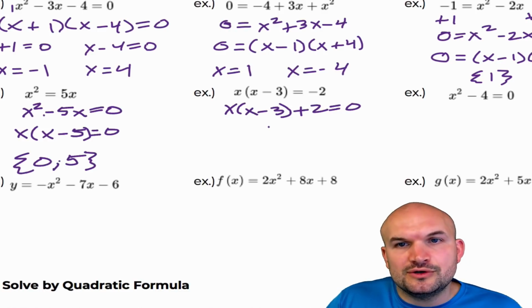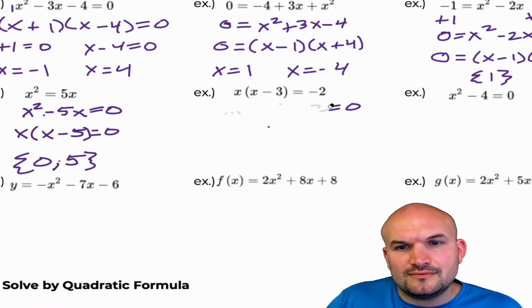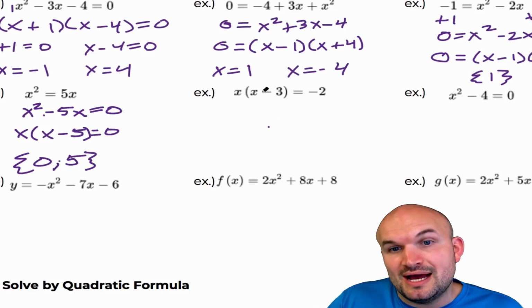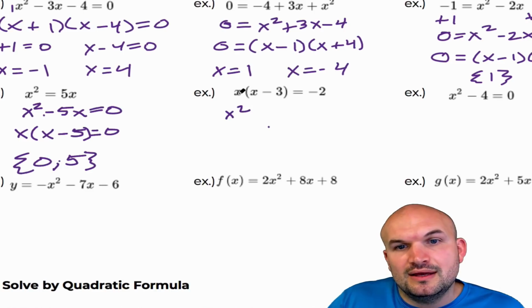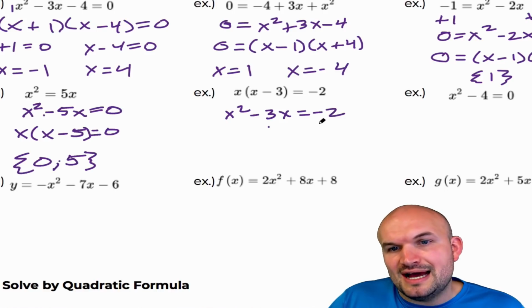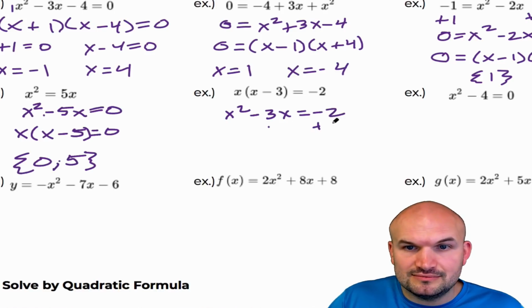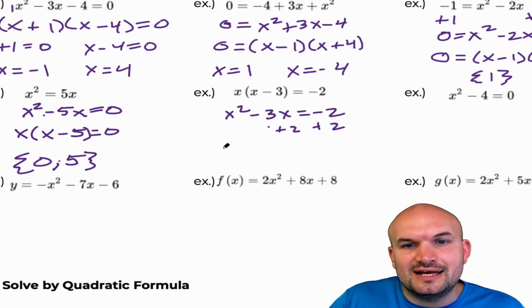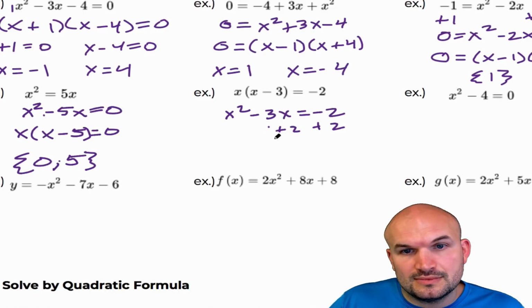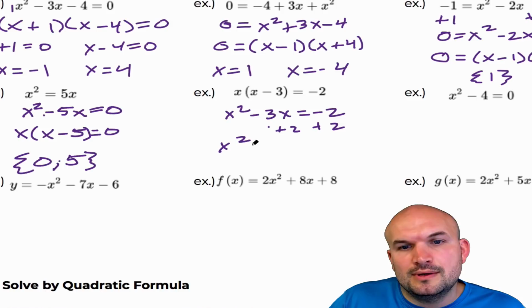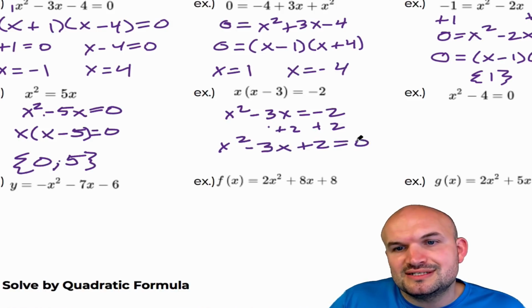So what we need to do in this case is multiply out the x times the x minus 3. So x times x is x squared. x times negative 3 is negative 3x equals negative 2. Then I could add the 2 to the other side now. So when I add the 2 to the other side, I get x squared minus 3x plus 2 equals 0.